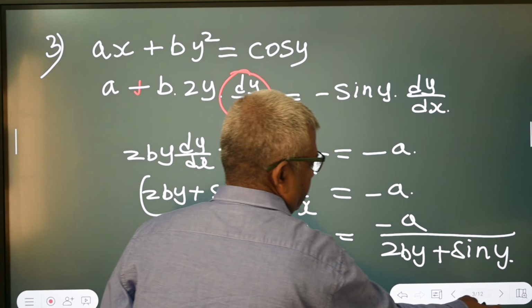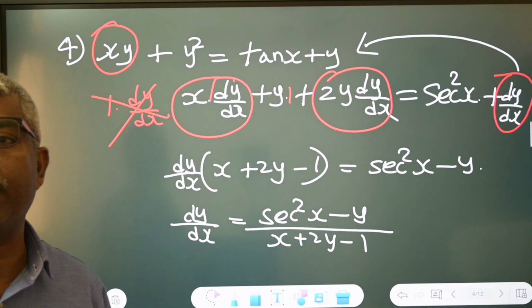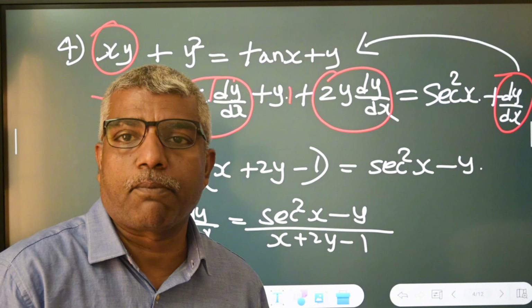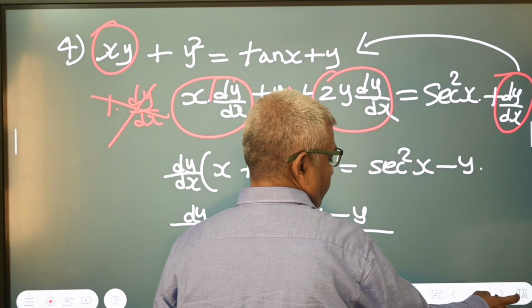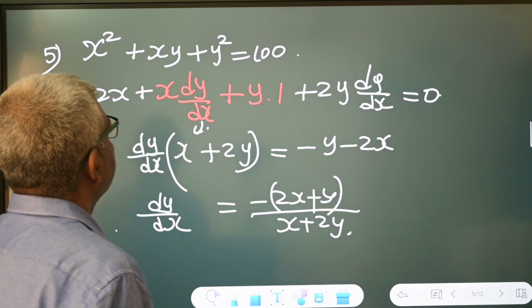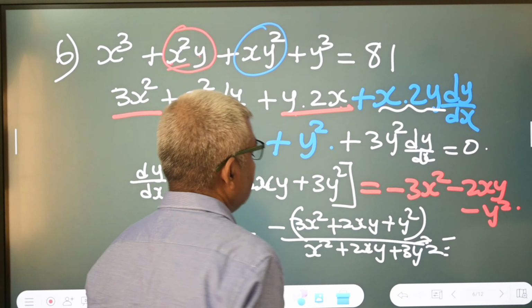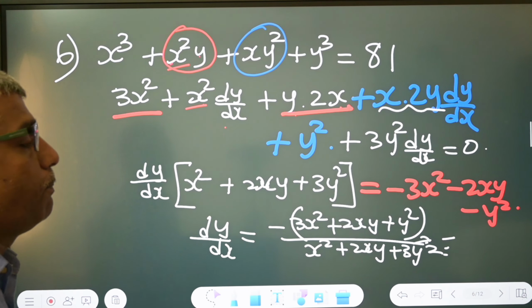Same pattern. Question number 4, xy comes. xy means if you differentiate, you use the product rule. Then tan x came, secant squared x if you differentiate. That's all. Okay, here in question number 6, there are 2 product rules.